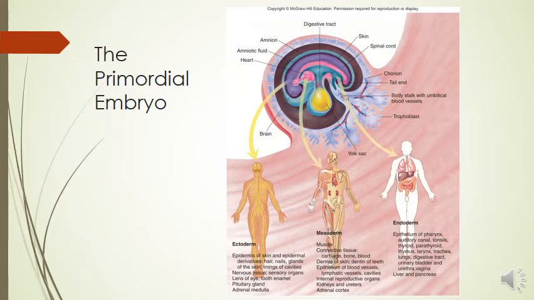The endoderm is going to become the epithelium of the pharynx, auditory canal, the tonsils, thyroid, parathyroid, thymus, larynx, trachea, lungs, digestive tract, urinary bladder, urethra, vagina, liver, and the pancreas.